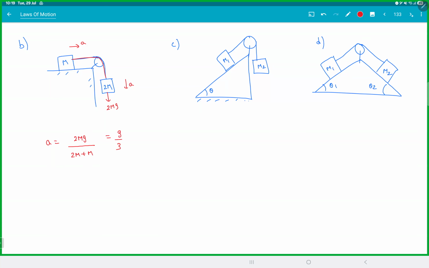Are you getting what we did? This block of weight is pulling the acceleration. This block of weight is not doing anything. It is not supporting, it is not opposing. So that weight is useless.